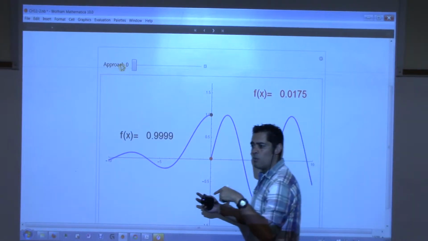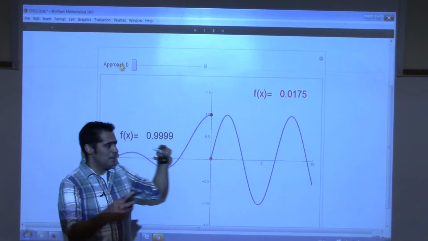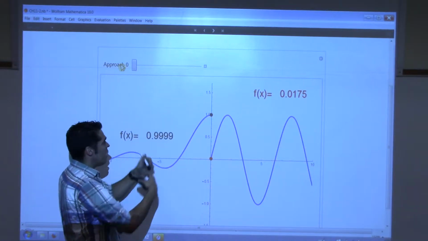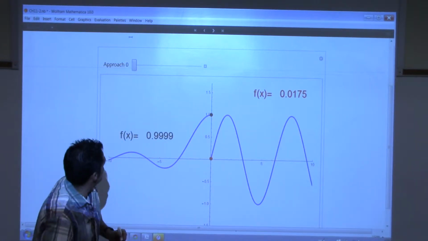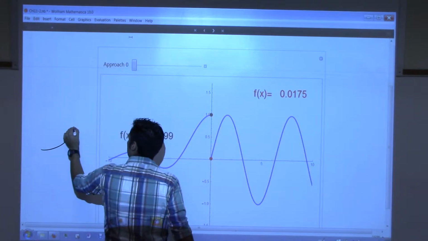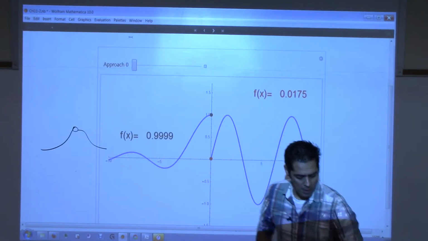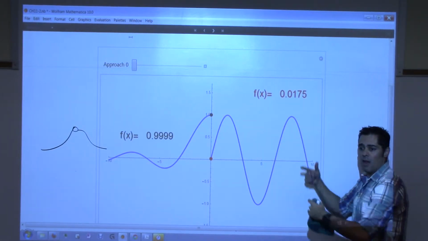So what we needed in Cal 1 for the limit to exist is that from the left and the right, they had to go towards the same place, right? It was okay, for the limit, it was okay to have a hole as long as they both went to the same place, yes? But you had to check both from the left and the right, didn't you?